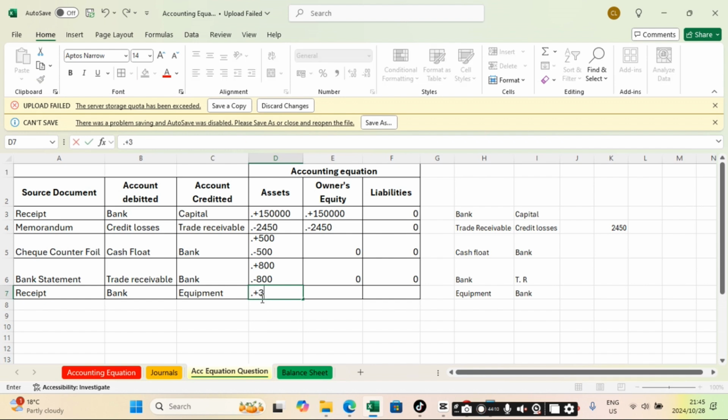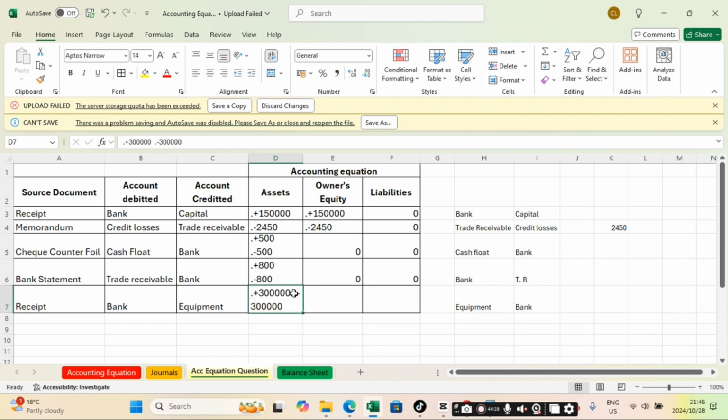So plus 300,000, and then also minus 300,000. The minus is for our equipment. So our bank account is increasing by 300,000 because we sold equipment for cash. Our equipment will decrease because we sold equipment, and then our owner's equity will not be affected.